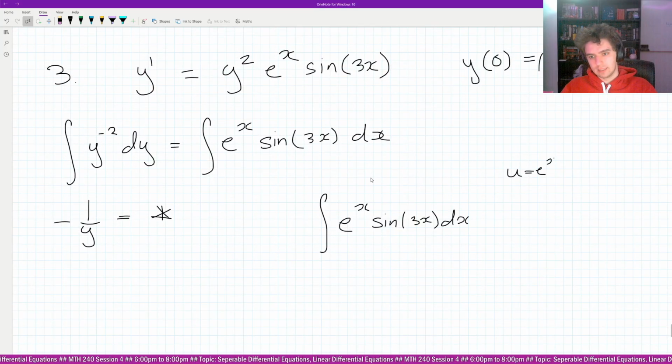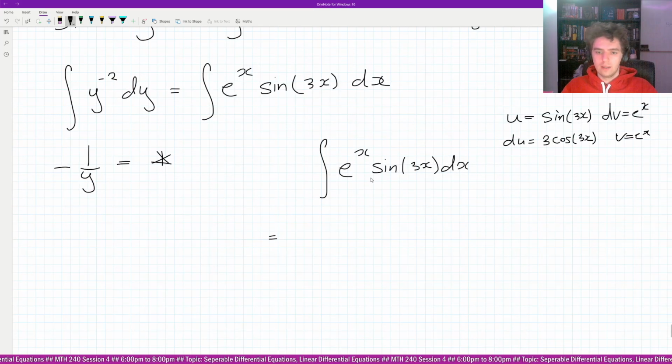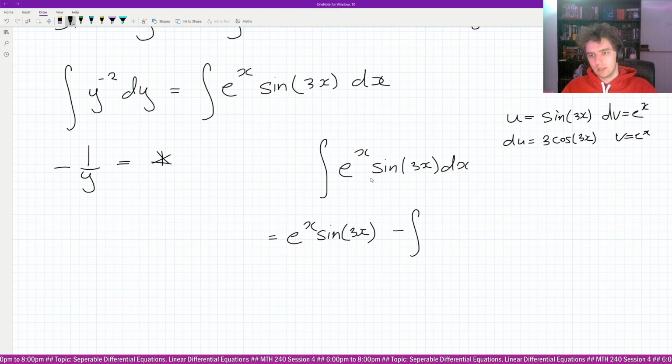So u equals e to the x, or actually I'll say u equals sine 3x. dv equals e to the x dx. du equals 3 cos 3x dx. v equals e to the x. So this is equal to e to the x sine 3x minus the integral of 3 e to the x cos 3x dx.